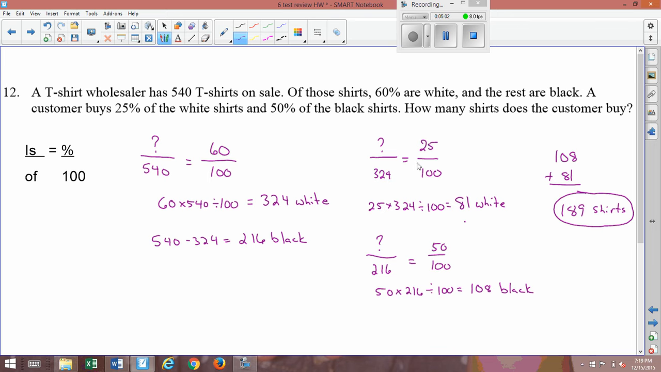Then I came over here and I said, all right, we know that there's 324 white and 25% of them are taken by one customer. So we end up with 81 white shirts. Then I took the 216 from the black and I found 50% of it, which you could just divide by 2 if you wanted, or crisscross divide, you get 108 black. Then I added the two together and got 189 shirts total.